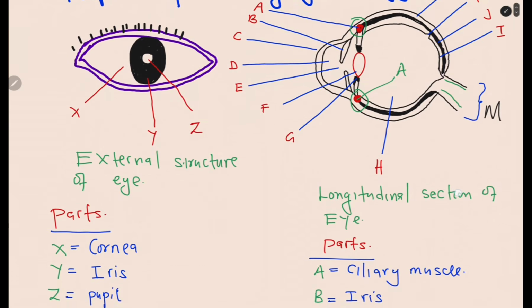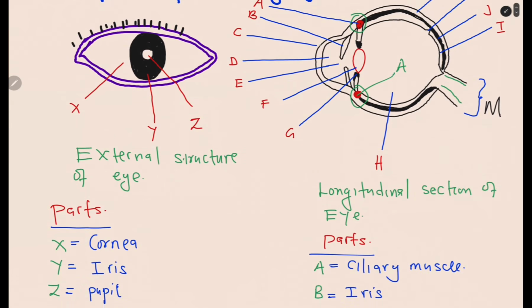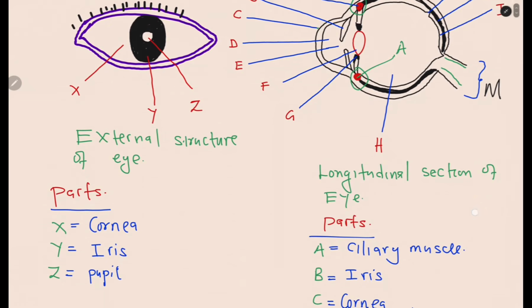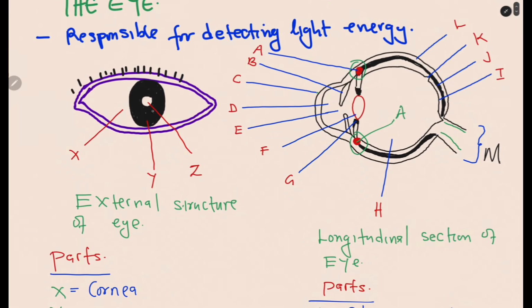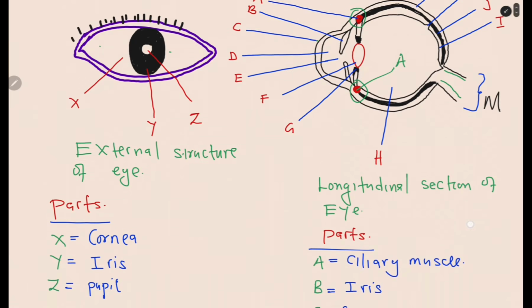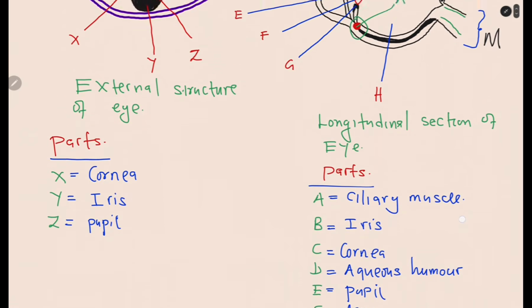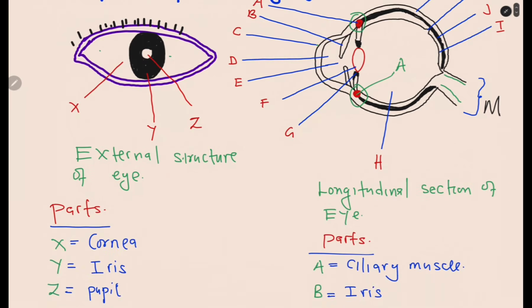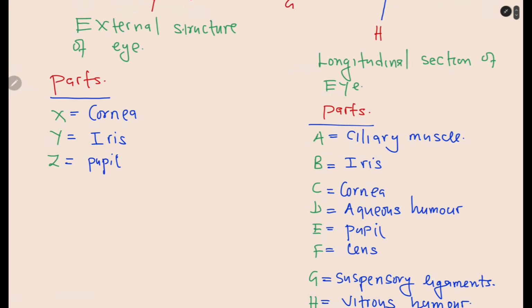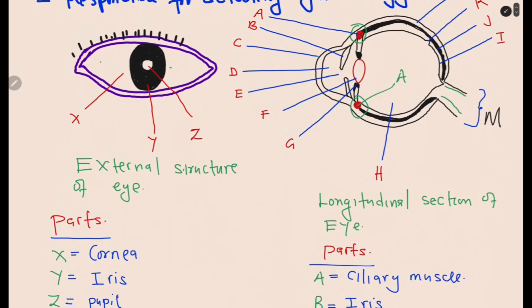Then what about C? C is pointing right here. C is called the cornea. This whole part here, the white part in the external view, which is called the cornea, is this part that you are able to see. Then we have D. In this section, there's a fluid, a watery fluid, and that is called the aqueous humor. So D is called the aqueous humor.